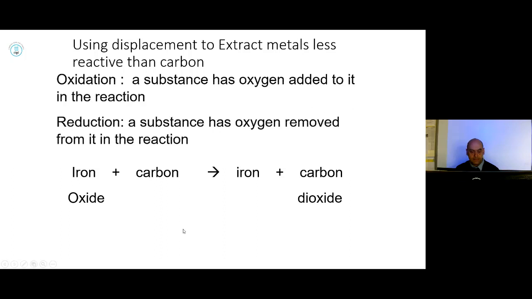Now this brings us on to a very important term. I did mention it earlier. I talked about how the carbon is displacing the iron, but we also can say that carbon has reduced the iron oxide. So you have to have a good understanding of these two terms, oxidation and reduction. The word reflects the process, and this is what we find in chemistry. So oxidation, you've added oxygen. So you can almost read it as oxidation, and reduction.